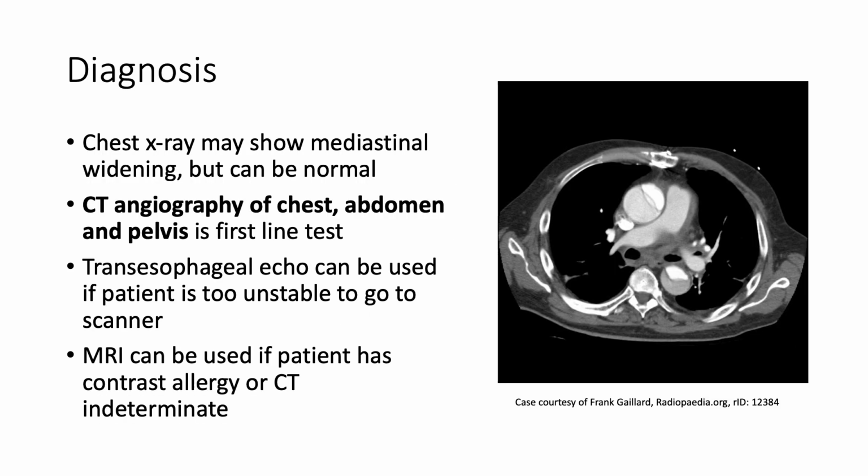So for diagnosis, chest x-ray may show mediastinal widening, but it's not a very sensitive study for aortic dissection. So if you suspect dissection, you really need to get CT angiography of the chest, abdomen, and pelvis. So you'll see on the CT scan on the right that the aorta has this nice dissection flap separating the two lumens, false and true lumen there. If you can't get a CT scan, maybe the patient's not stable enough to go to the scanner, or they have a contrast allergy, you could do transesophageal echo or MRI.